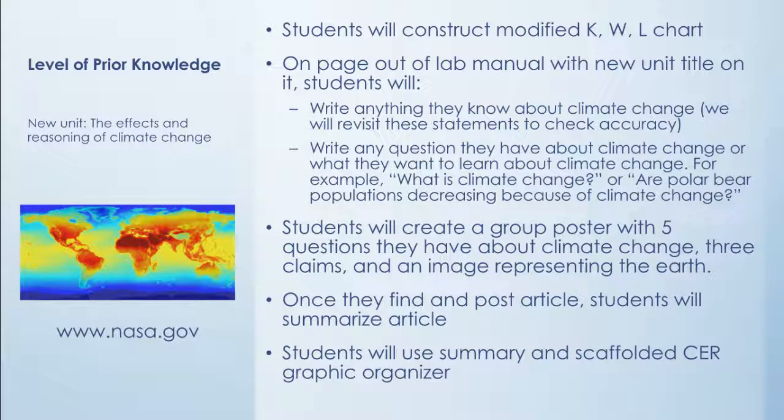As for their level of prior knowledge, they have just finished a previous unit, so we are starting a brand new unit on the effects and reasoning of climate change. So students will be constructing a modified KWL chart to address and assess the level of prior knowledge. They will be getting out a page of their lab manual where they're going to be writing what they know, facts and claims that they know about climate change.